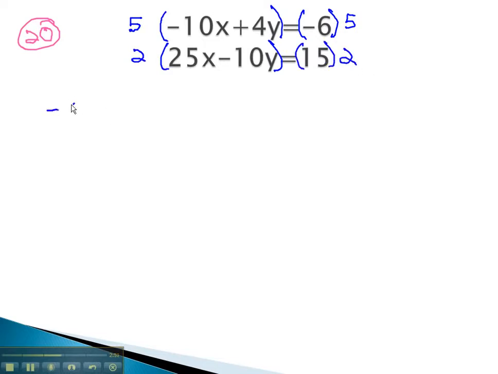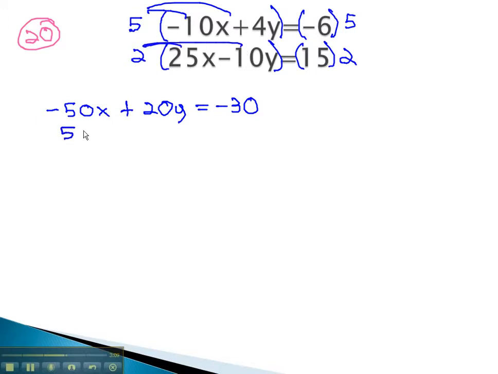We now have negative 50x plus 20y equals negative 30. Negative 6 times 5. The second equation, distributing the 2, gives us 50x minus 20y equals positive 30.